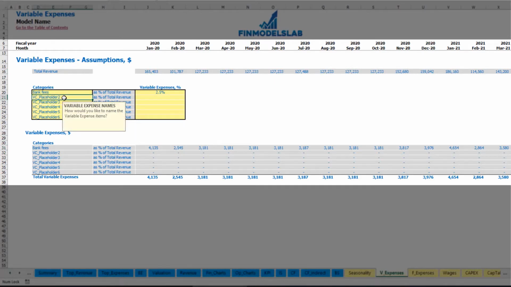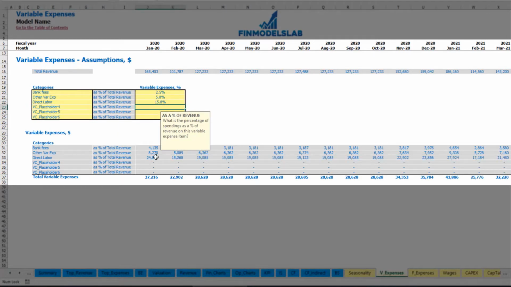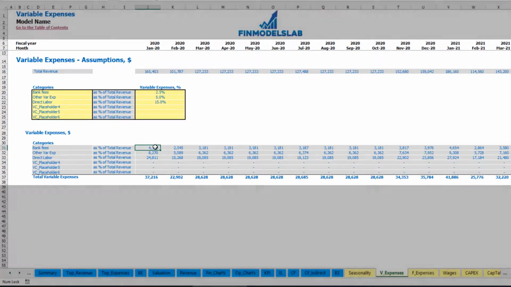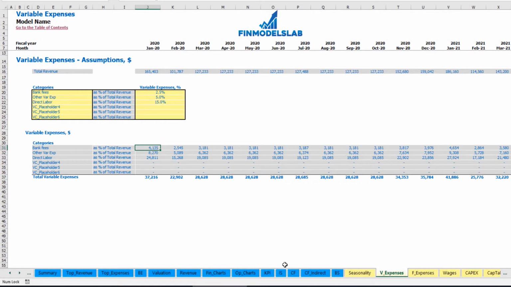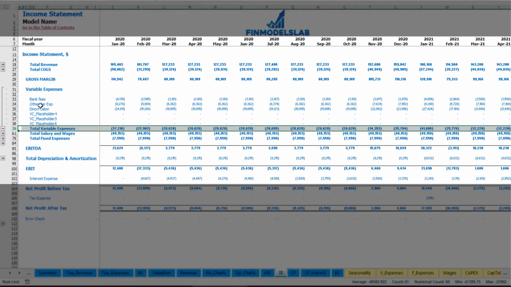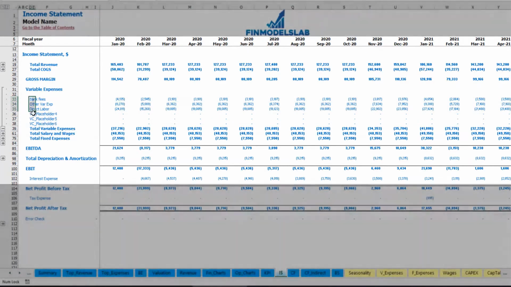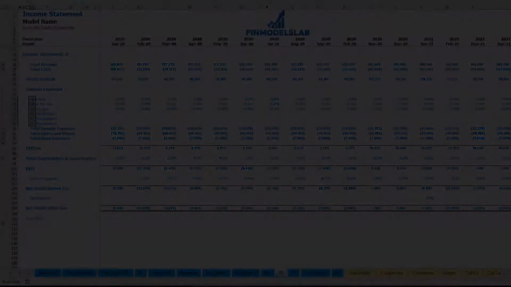The same way you can input other variable expenses, like for example 5%, direct labor, like 15% of total revenue, and below you may see the calculation of these variable expenses by months. So these expenses will be connected to the income statement tab, section variable expenses, and you may see these line items by months and broken down by expense types.